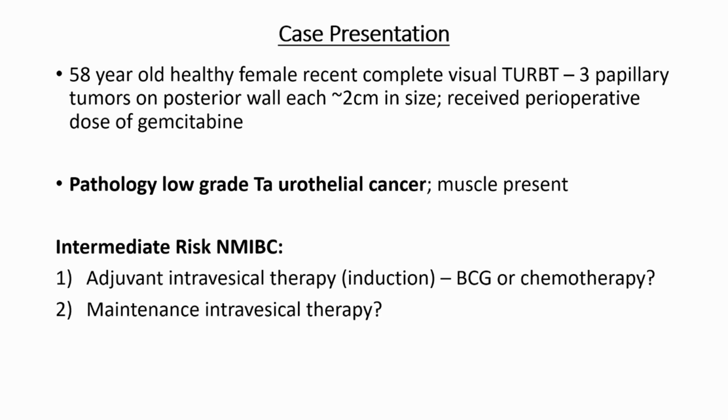So, a 58-year-old healthy female, a recent complete visual TURBT, 3 papillary tumors. And you see the location there, about 2 centimeters in size, so 3 tumors. And she received a perioperative dose of gemcitabine. Pathology: low-grade Ta urothelial cancer, no muscle present in the specimen.